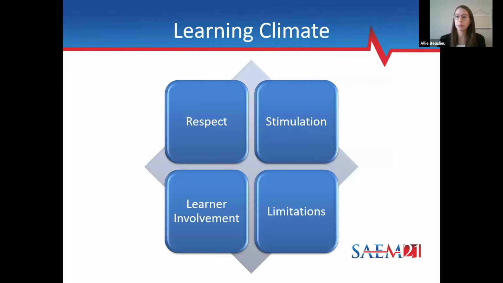I think the one thing to start with is just to spend a little bit of time talking about learning climate. Broadly defined, learning climate is the tone or atmosphere of the teaching environment. This includes both the physical and emotional environment, as well as the interactions between the instructor, learner, and content. These interactions occur within a specific context, such as teaching in the doc box or an interaction with learners and a patient at bedside. Today we're going to touch upon 4 different concepts: respect, stimulation, learner involvement, and limitations.